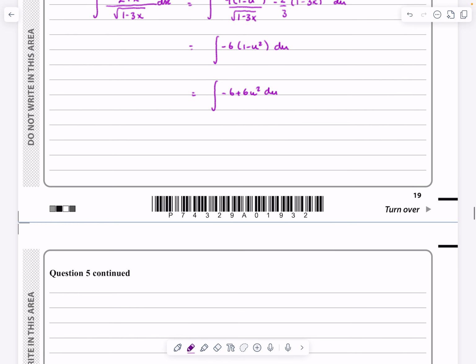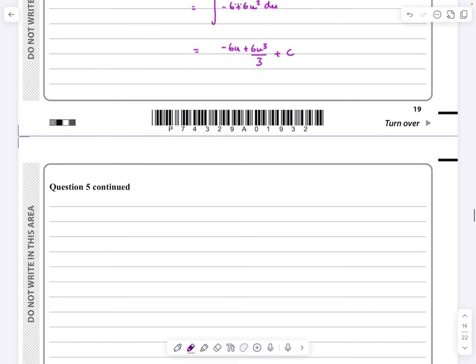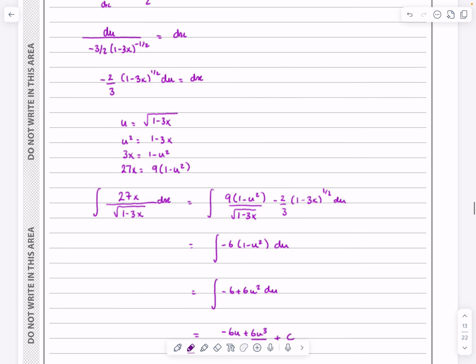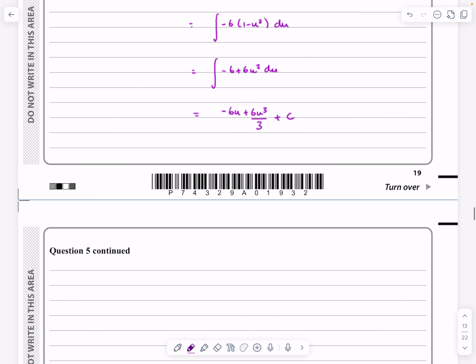So the integrating part of this now is really easy. Add 1 power, divide by the new power. I'm going to get minus 6u plus 6u cubed over 3 plus my constant. And now remember, we can just substitute back in what we've got. We know that, what was u? u is (1 minus 3x) to the half. So we're actually going to have equals minus 6.